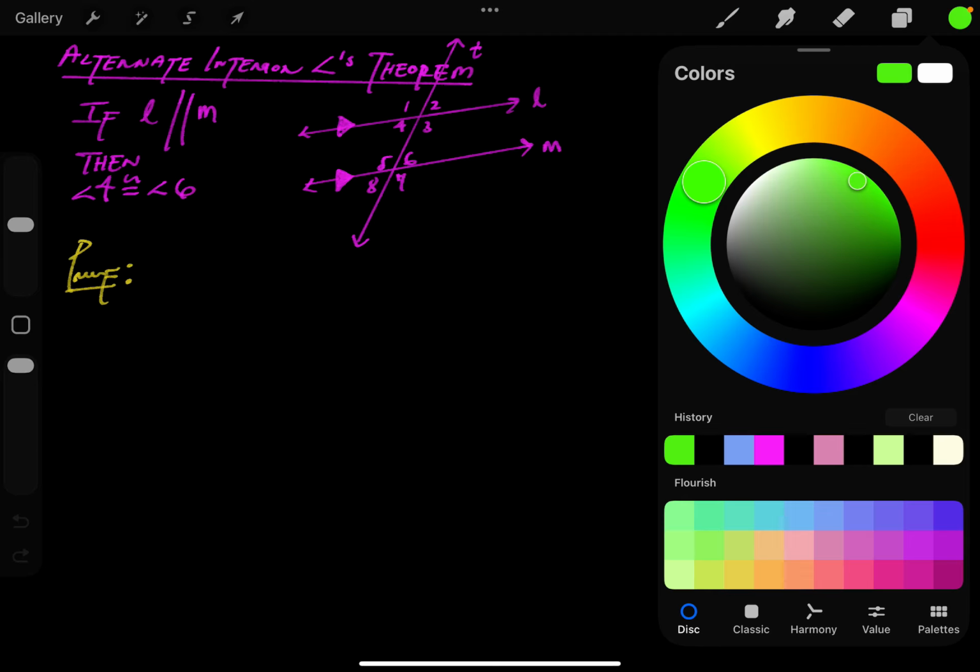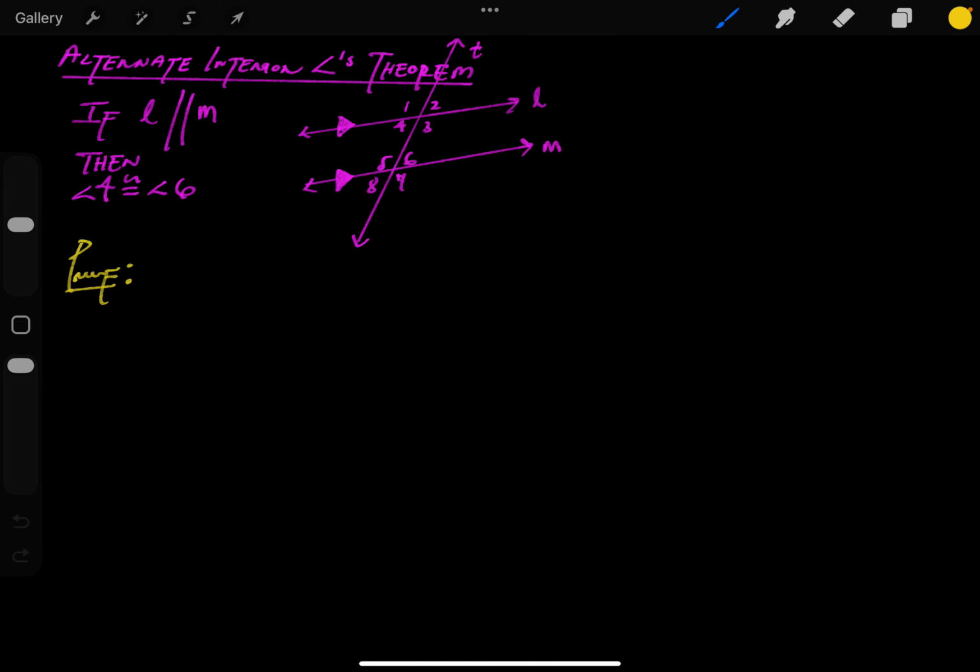Okay, so what we're going to show now is the alternate interior angles theorem. I'm going to illustrate what we have. So what do we have in this case? We have that this line is parallel to this line, and we want to show that this angle here is congruent to that angle there.